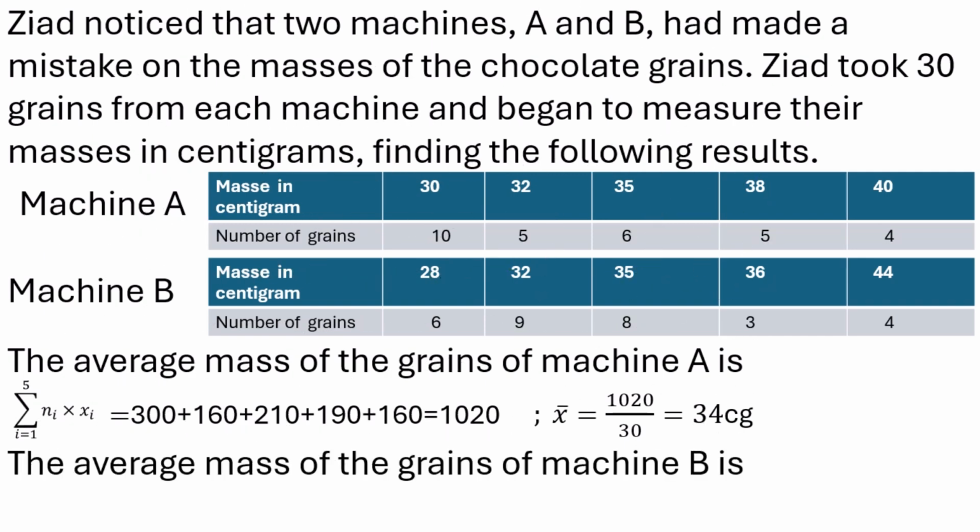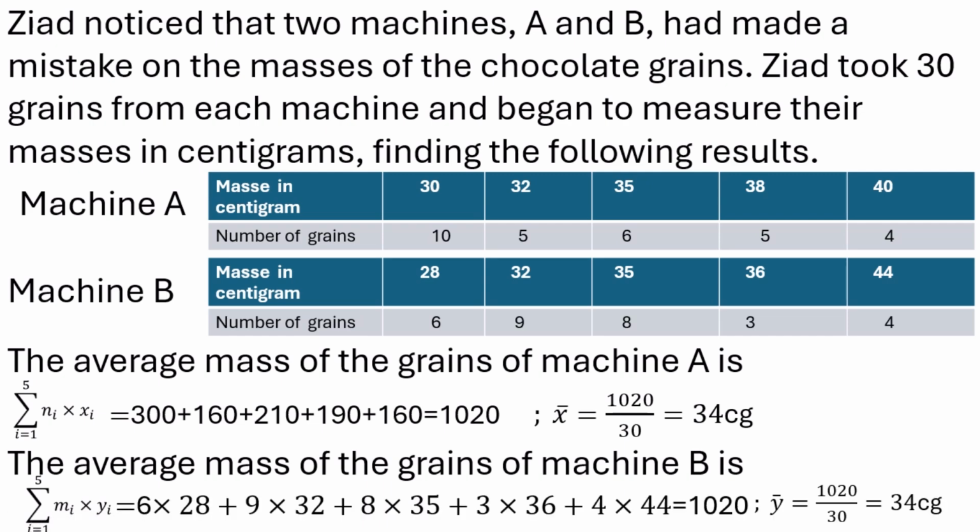The average mass of the grains of machine B: we multiply 6 times 28, 9 times 32, etc., divided by 30, also equals 34 centigrams. They have the same average. How to know which machine is better than the other?